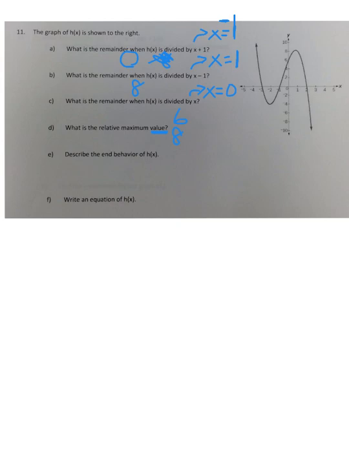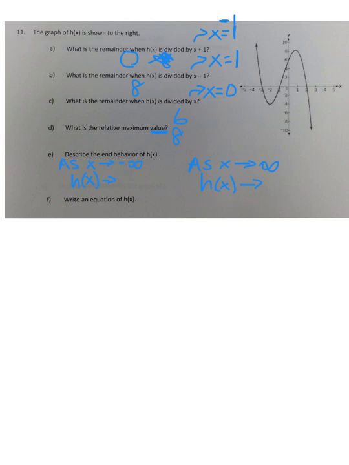Okay, now let's look at part E. It says describe the end behavior of h of x. Now remember, end behavior has a set form. And if you look at this, this is the form that we have. So we always have, as x goes to negative infinity, what will our y value approach? And as x goes to positive infinity, what will our y value approach?